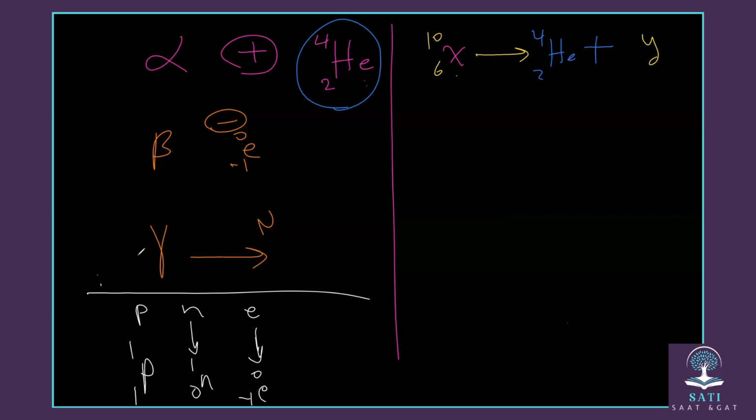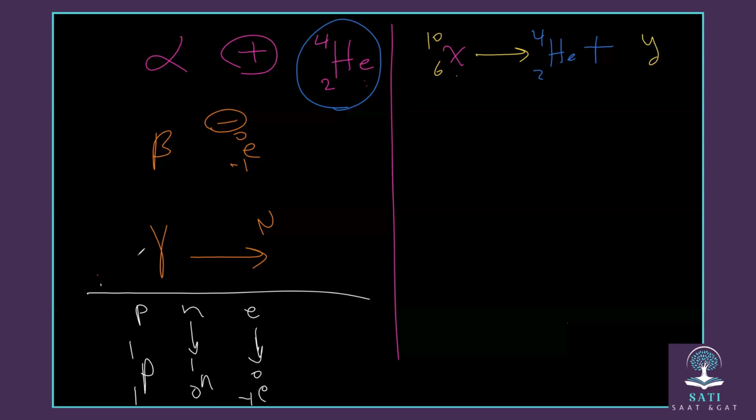Now the new element, which is Y, or the new nucleus Y, what will be its atomic mass and atomic number here? How do we know? We need to know, in nuclear equations, this is now a nuclear equation. In nuclear equations, when we write them, we need to know that atomic mass is conserved. That means the sum of atomic mass on the left of the reaction should equal the atomic mass on the right side of the reaction.